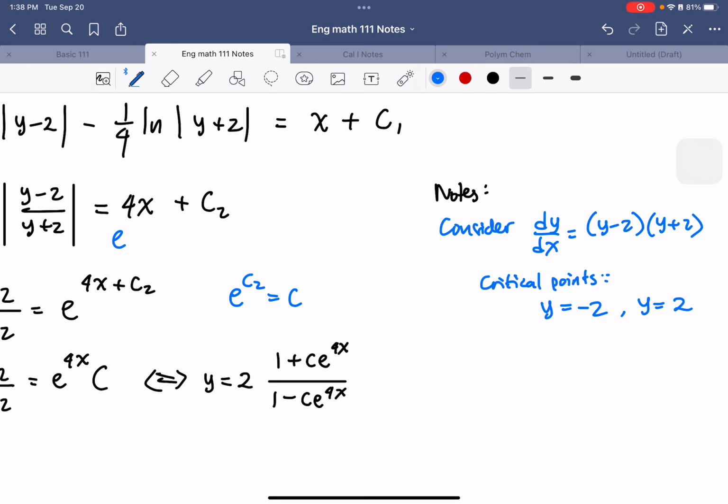But can it be negative? Can it be negative 2? For example, if we take this constant as 0, it's precisely y equal 2, right? But can we make it negative 2 for any possibility? I think it would be difficult, right, if we were to make it negative 2.